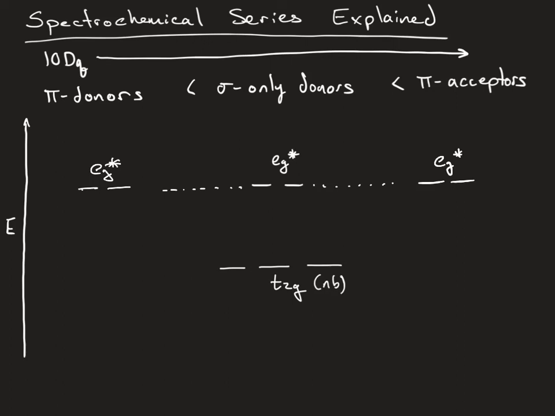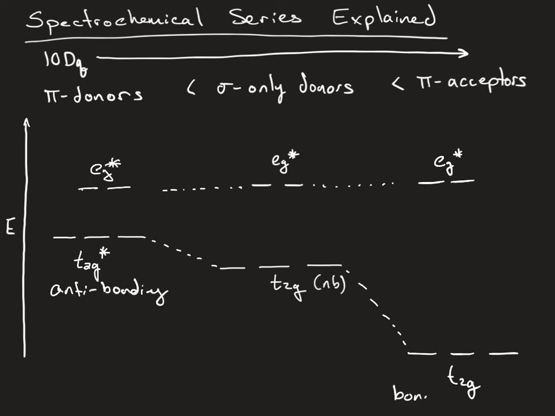In the case of your pi donors, these T2G orbitals are no longer non-bonding. Instead, they're antibonding with the low-lying filled SALCs. So they become antibonding orbitals and they're T2G stars. In the case of the pi acceptors, the SALCs that make up the pi bonding interactions are high-lying unfilled orbitals. So these T2Gs become bonding orbitals and they go lower in energy. So we're going from antibonding orbitals to non-bonding orbitals to bonding orbitals.